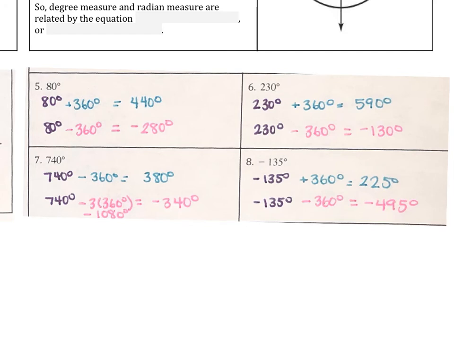So if you tried this out, some sample examples would be number 5, 80 degrees, you could have positive 440 and negative 280 degrees. For number 6, you would get positive 590 degrees and negative 130 degrees. For number 7, you could have 380 degrees and then negative 340 degrees. Number 8, you could have 225 degrees and negative 495 degrees.